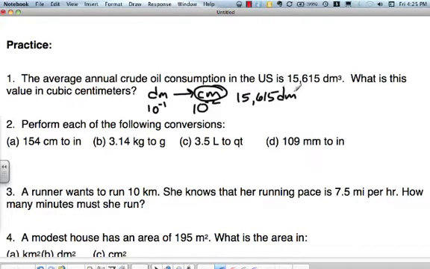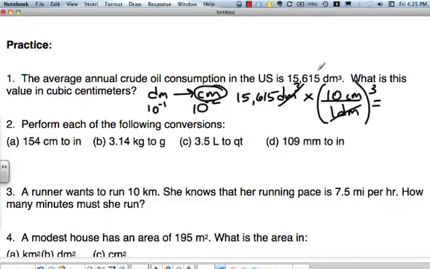15,615 decimeters cubed times, I want to get out of decimeters, so that one goes on the bottom. The 10 centimeters goes on top. And now I will cube this. And then I will get out of decimeters cubed and into centimeters cubed, which is what they asked for. So 10 cubed, 10 times 10 times 10 is 1,000, times the 15,615. I end up with a big number that I'm going to put in scientific notation. 15,615 times 1,000. Ask me and I'll show you how to get your calculators into scientific notation.